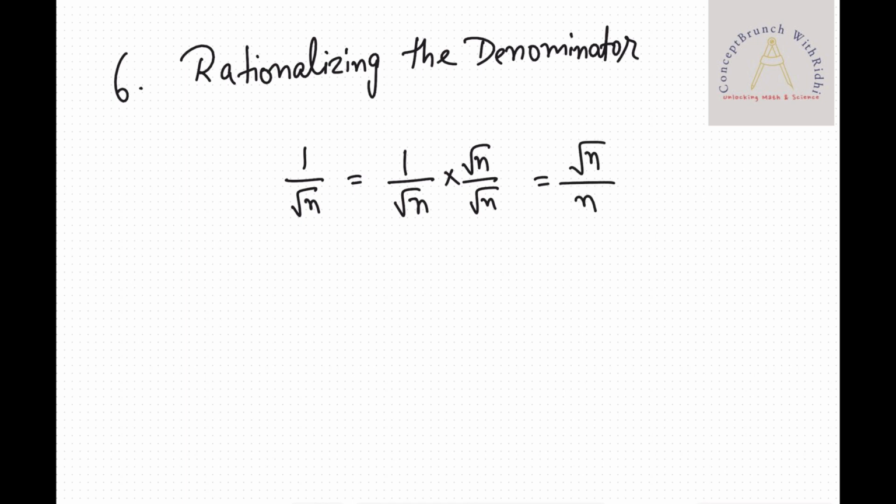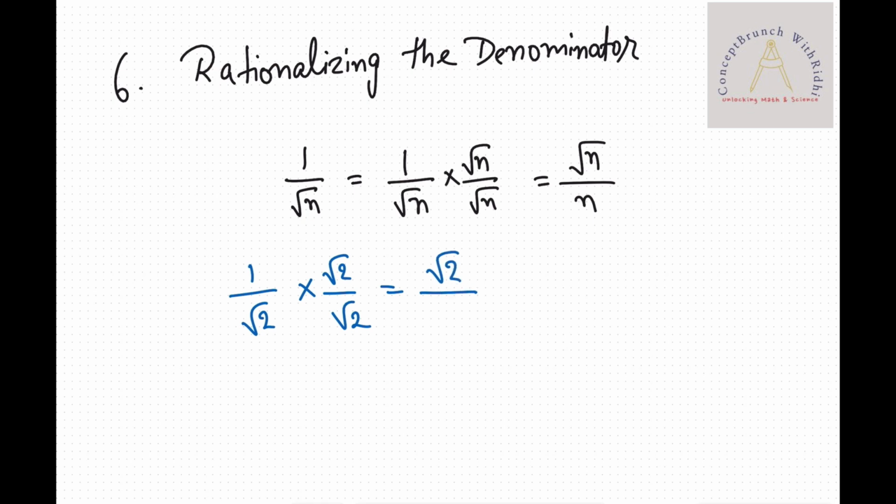Okay. Let's take an example. For example, 1 over root 2. To rationalize this, multiply the numerator and denominator with root 2. Okay. So it will give you root 2 divided by 2.